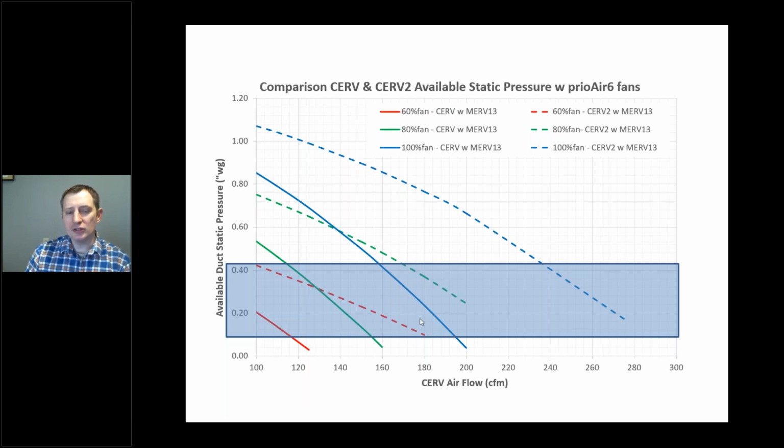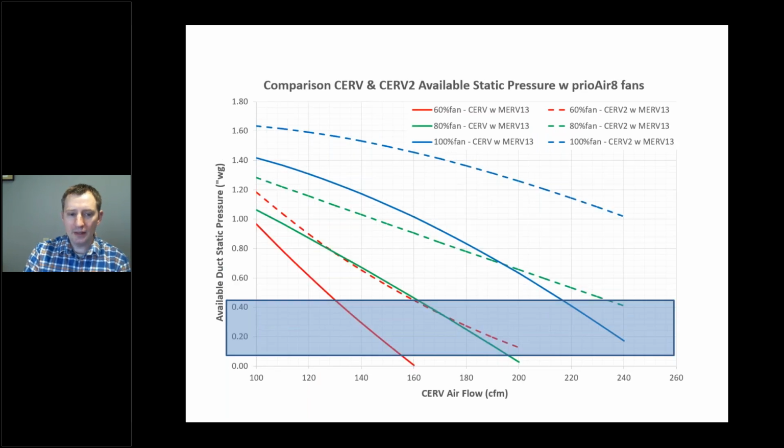There are two fan options for the CERV, same heat pump, same everything else, just different fans. This is for our smaller fan option. Maybe houses 1,200 to 1,500 square feet and below would use these, with simple, small, short duct runs. And our large fan option has a much higher static pressure and airflow capability. So this one could take you up to 300 CFM if you need it. But again, keeping low duct static pressure is important to maintain lower fan speed on average.